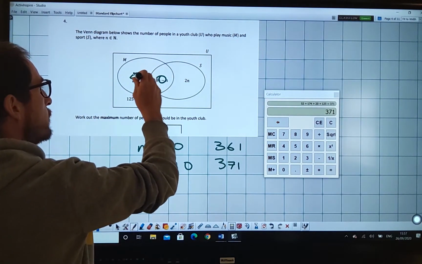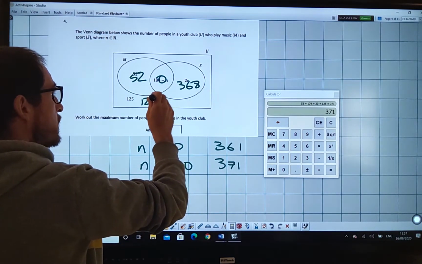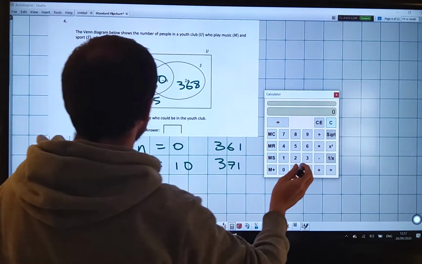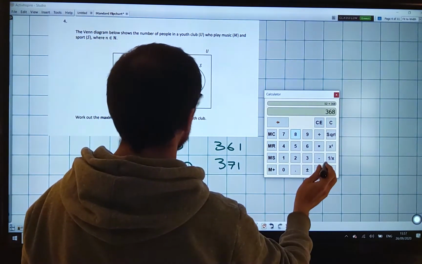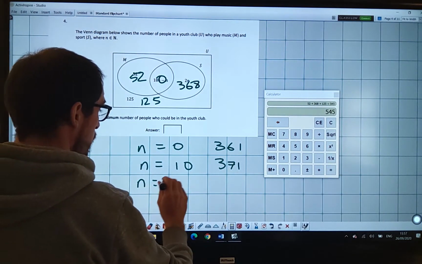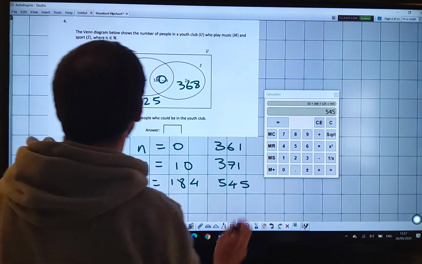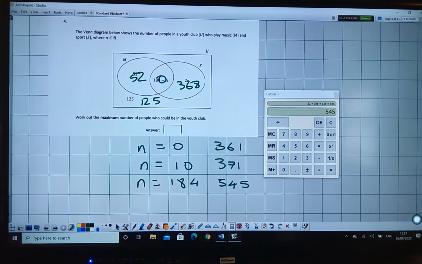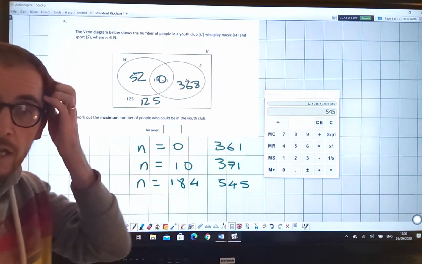That will be 52. That will be 368. And that will be 125. And if I add all of them together, 52 plus 368 plus 125, when n is equal to 184, the maximum number is 545. So that's easy. You start off, just pick a number for n, then increase it, and then see what happens.